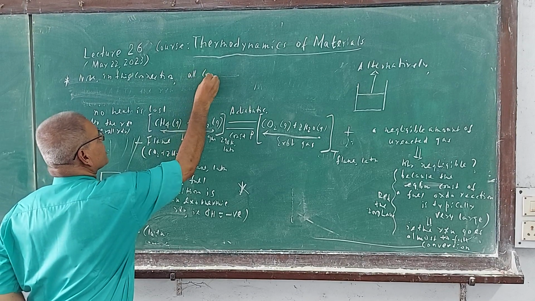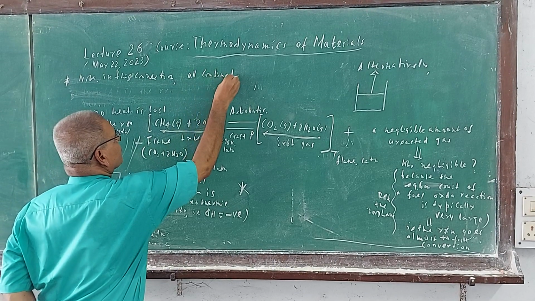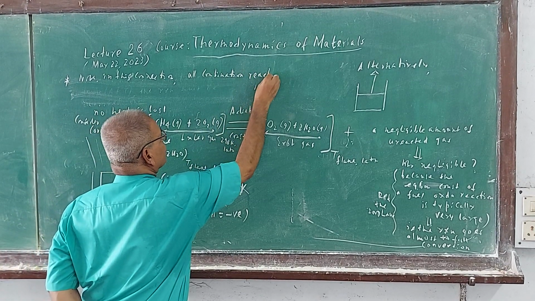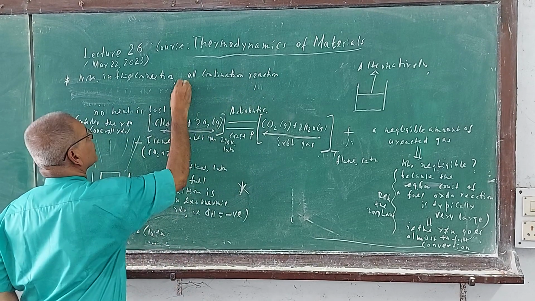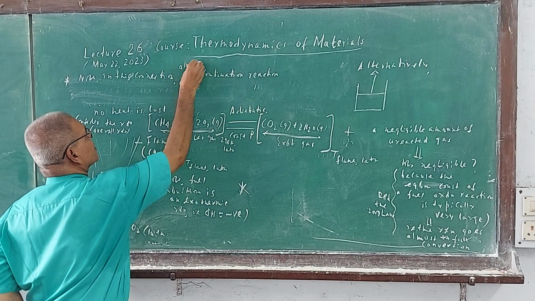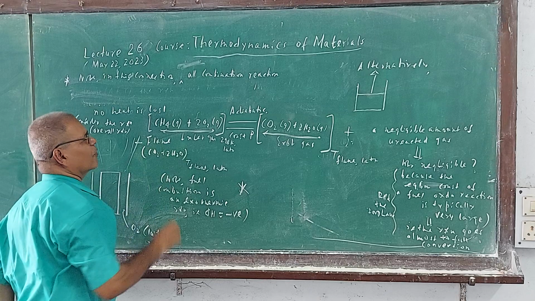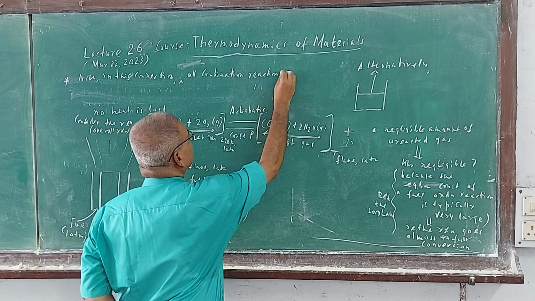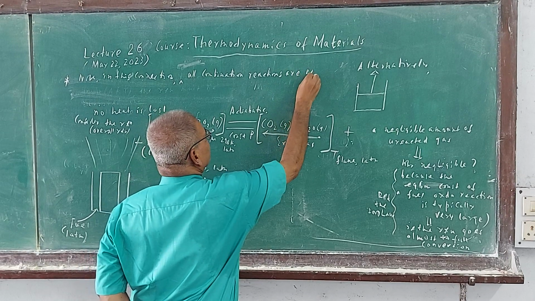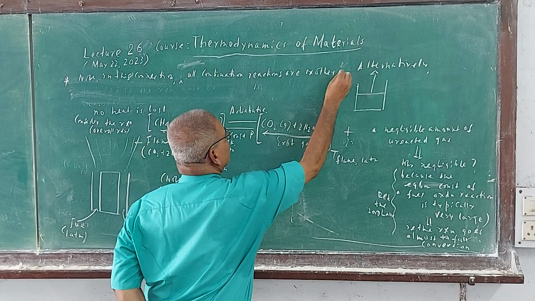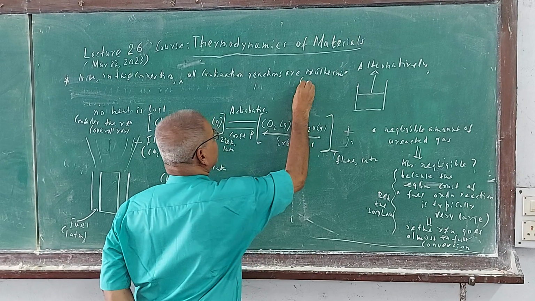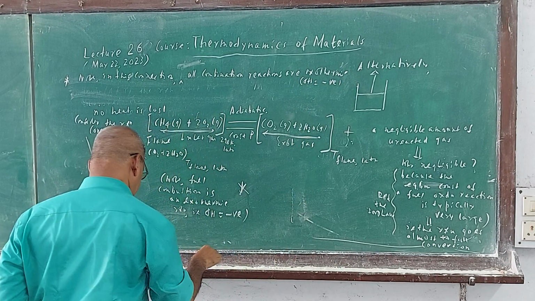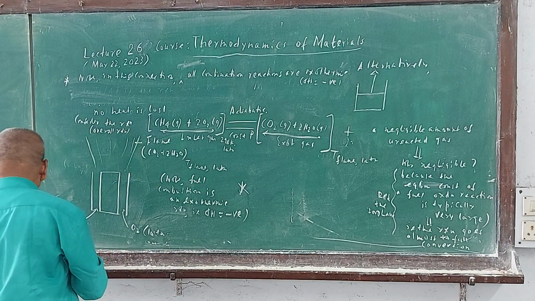All combination reactions are, let me say almost all, exothermic. There may be one or two stray exceptions, but don't worry. All combination reactions are exothermic, meaning delta H is negative. This is one. Good, very good, sir. Then what else?